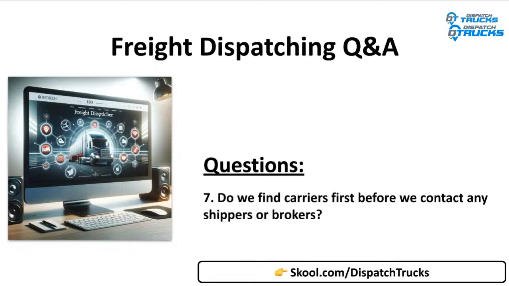That was question number 6, and now we have question number 7. Do we find carriers first before we contact any shippers or brokers? I think we got this already, but the number one reason I put this question here is the shipper. And again, remember I said we didn't edit anything; we just copy and paste. So, do we find carriers first before we contact any shippers or brokers? Yes, you must have a carrier. For dispatchers, the number one priority is to have a carrier first.